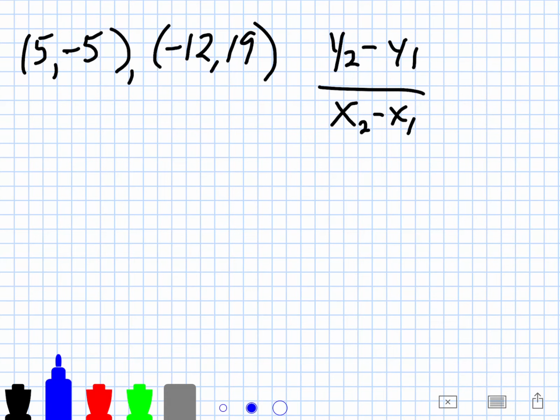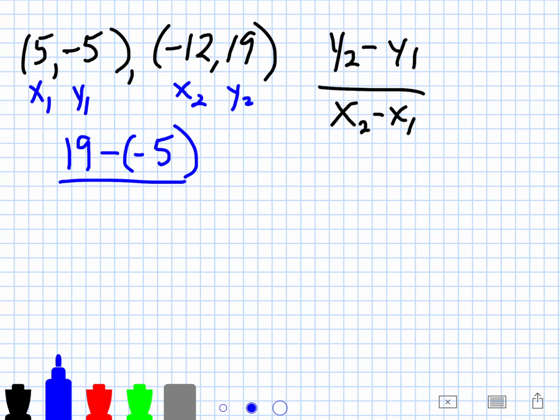Oh wait, what is my y2 and my y1? So this is why it's important to label your points every time. So here's my first x, here's my first y, here's my second x, here's my second y. So now I can fill them in, right? The number that represents my second y is 19. So 19 minus negative 5 over negative 12. That's my x2 minus my x1 is 5.